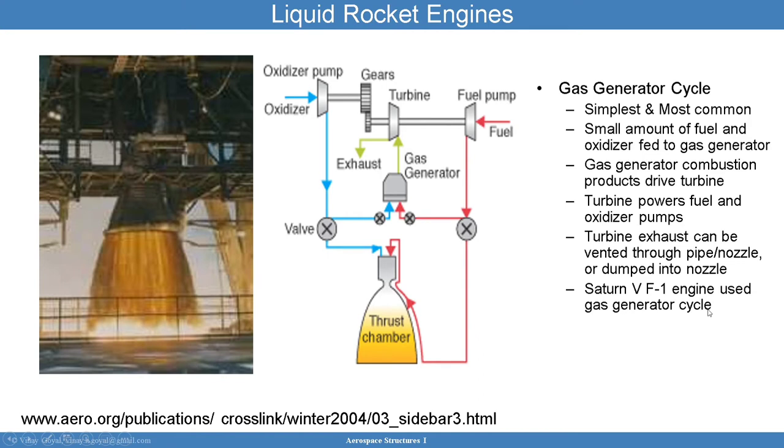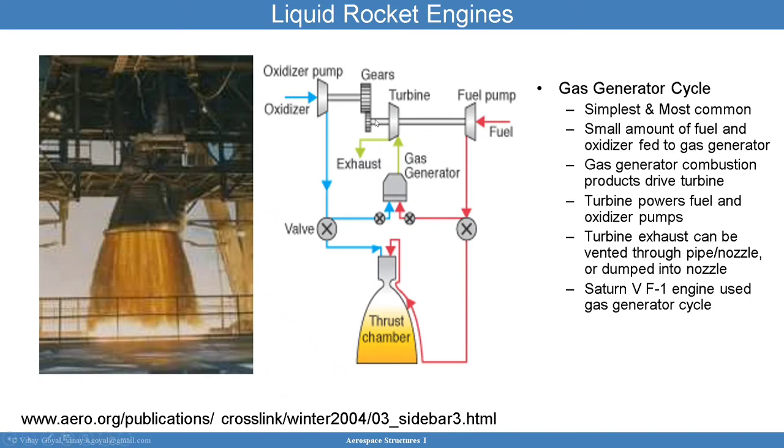Let's study some liquid rocket engines and what engines have been used for each cycle that we're going to study. Here we have the gas generator cycle. It's the simplest and most common. It uses a small amount of fuel and oxidizer. And you can see here in blue the oxidizer and in red the fuel. And you take small amounts of each, which then are put into a gas generator, which will then combust. And that will drive the turbine. And again, you're going to have an exhaust, which can be vented through a pipe or a nozzle.